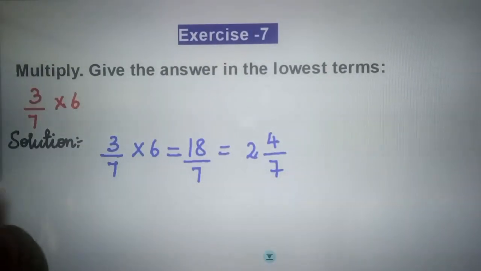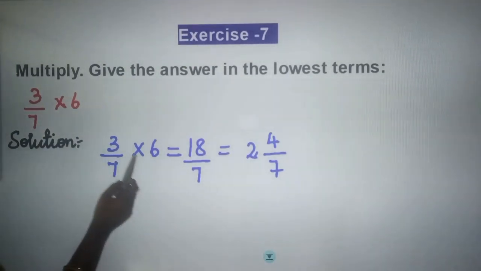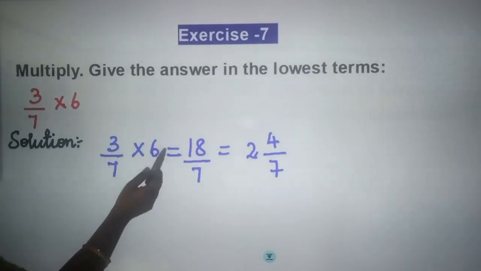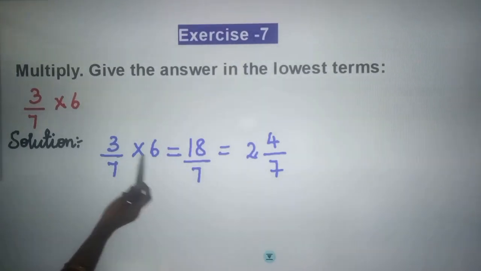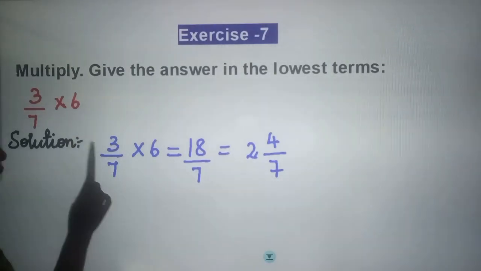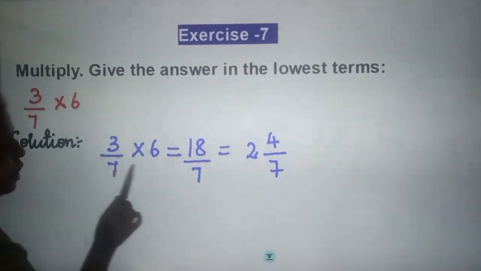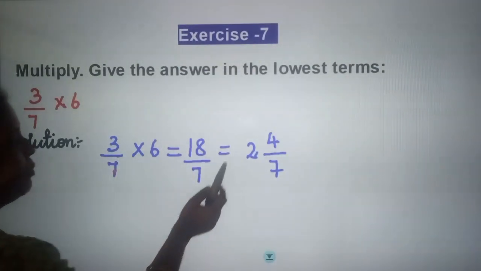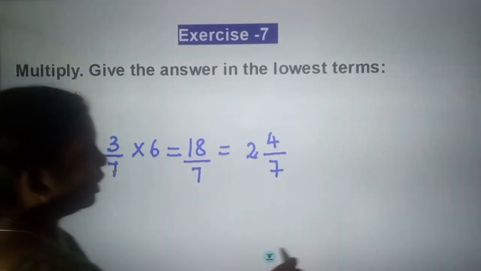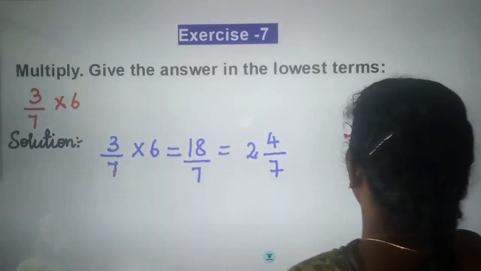See children, 3/7 into 6. I have written the solution 3/7 into 6. We can't cancel 7 and 6. It cannot be divided, yeah? So 3 6s are 18. I have multiplied only the numerator number. 3 6s are 18. The denominator 7 will come as it is. Then 18 by 7 is there. Now we are going to divide this 18 by 7.